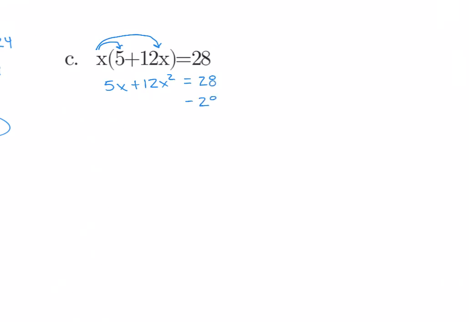I'm going to subtract 28 from both sides. And I also want to write this in descending order. So I want my 12x squared first, then my 5x, and then my -28.